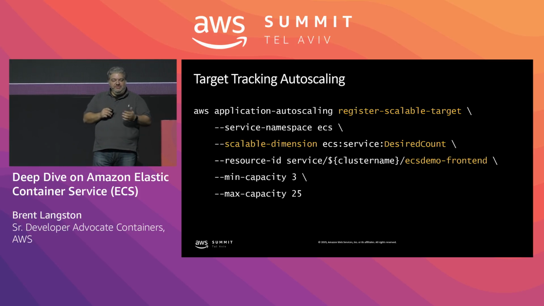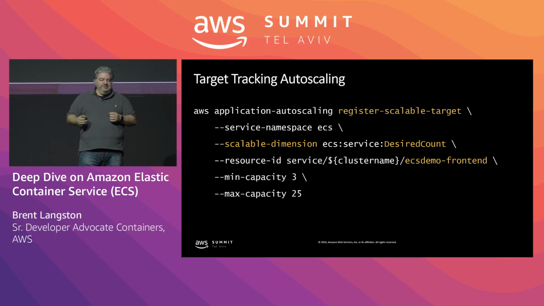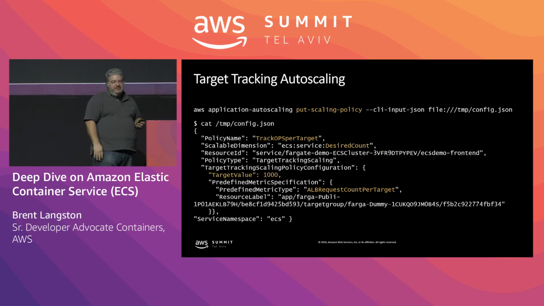You can use the AWS CLI, register scalable target, and notice the scalable dimension is desired count. So I'm setting the scalable dimension to the number of tasks that are going to be running, and the resource ID in this case is my task, the ECS demo front end. And I'm also setting minimums and maximums. So minimum 3, maximum 25, because I don't want to necessarily scale to infinity, because I might not be able to pay for that. And I don't want to scale down to 0 all the time. I want to always maintain some kind of presence.